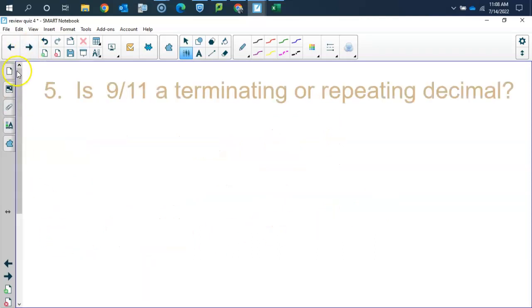All right. Try number 5. Is 9/11ths, which means 9 divided by 11, a terminating or repeating decimal. You should be using paper and pencil. Go.